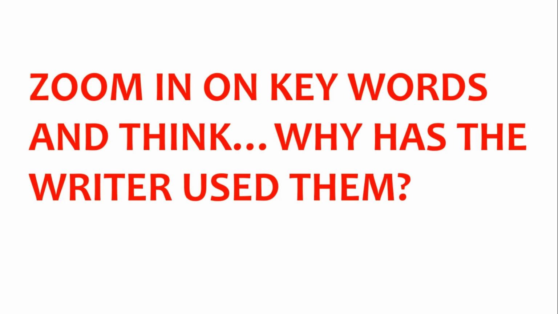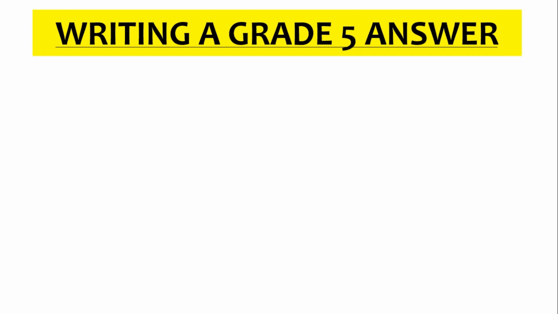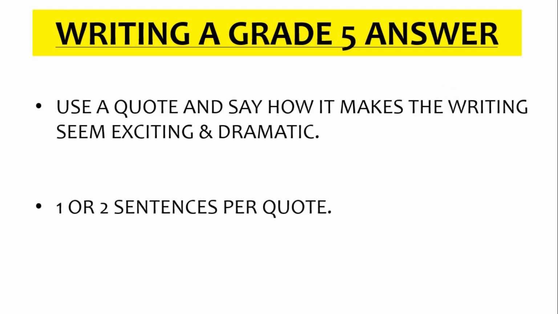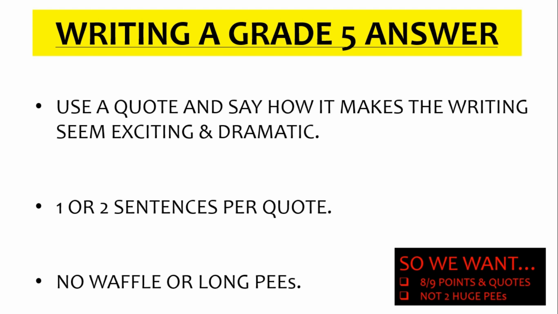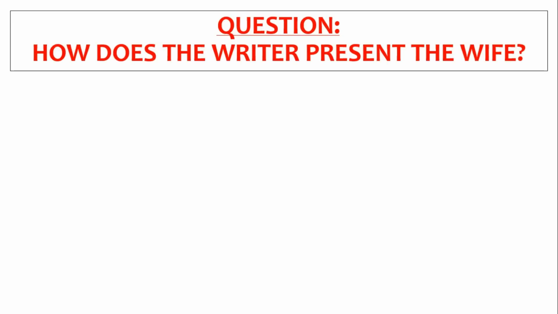So the how question is all about zooming in on keywords and thinking why the writer has used them. To get a grade 5 or above answer, use a quote, say why it makes the writing seem exciting and dramatic, one or two sentences per quote, no waffle along PE. So what we want is eight or nine two-sentence points about eight or nine quotes, not two huge PEs about two quotes, because we know the examiner loves quotes.